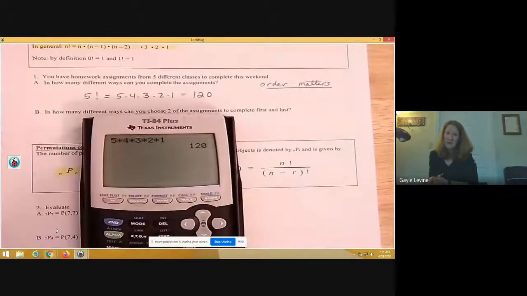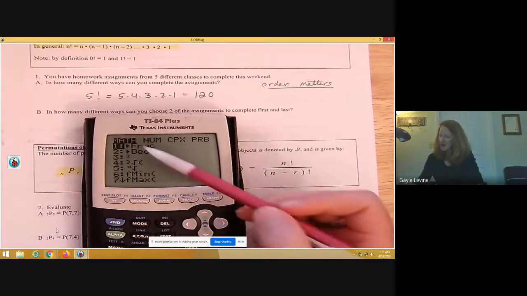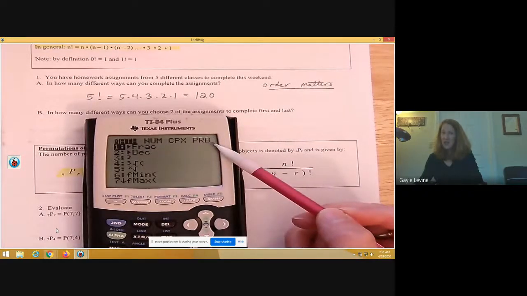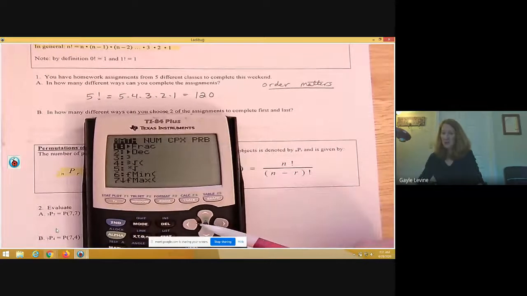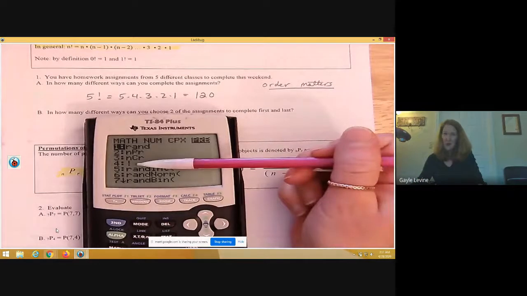Anytime you do something and it seems like, wow, isn't there a better way to do that? There often is, and that's beyond math. So I'm going to go into the math menu. And then probability is the one far right, so you can scroll to the right 3 times, or you can scroll left once. So I'm going to go left once, and now I'm in the probability menu. The option that I want is number 4.